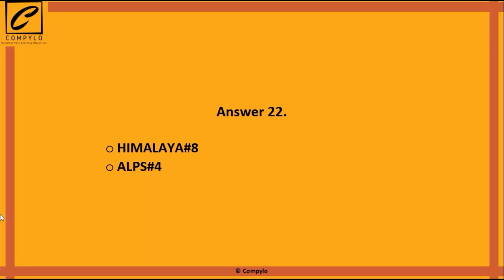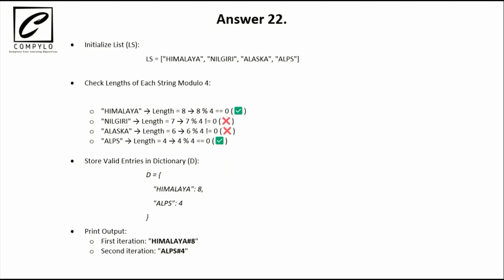Question number 22 says, write the output displayed on execution of the following Python code, where we have a list of Himalaya, Nilgiri, Alaska, and Alps. See, the outputs will be Himalaya #8 and Alps #4. Now, let's understand the step-by-step execution. So in the first step, the list initialization will happen where we will have 4 elements: Himalaya, Nilgiri, Alaska, and Alps. And after that, we will check lengths of each string modulo 4.